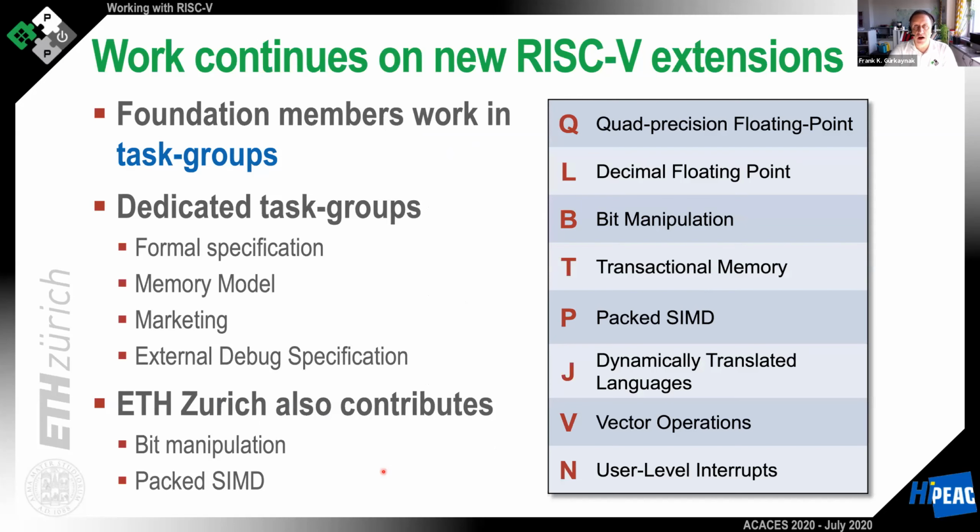This is not all. There are actually many different extensions that people are working on, and the work goes on in task groups within the RISC-V Foundation. So you may have an idea, you are a member of the RISC-V Foundation and say, hey, I want to start a task group on vector operations or user level interrupts. You start your task group, you're deciding on it, and the idea is that these things are then ratified and accepted and stay as a frozen standard.